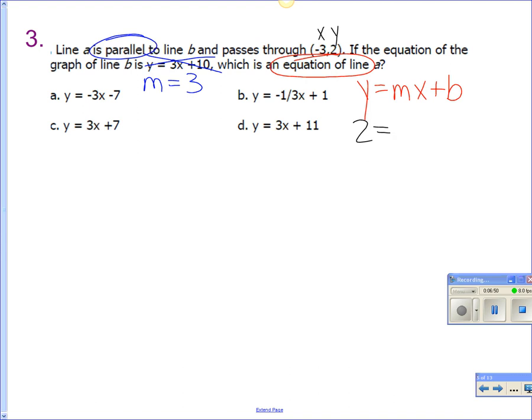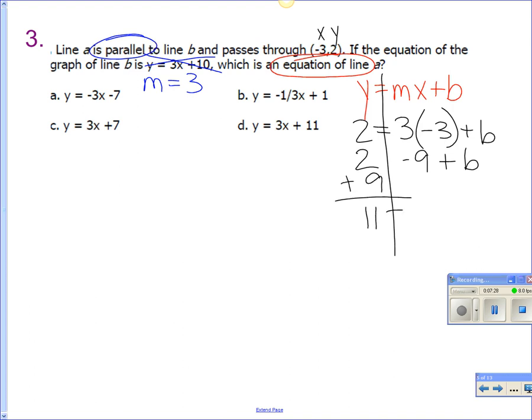Monica, what goes in for m? Yep, positive 3. Jacob King, what goes in for x? -3 plus b. Okay? All right, Andrew, what do I do next? Good. Times these two. So that gives me -9 plus b. Tamara, what do you do next? All right, so that gives you 11 equals b.